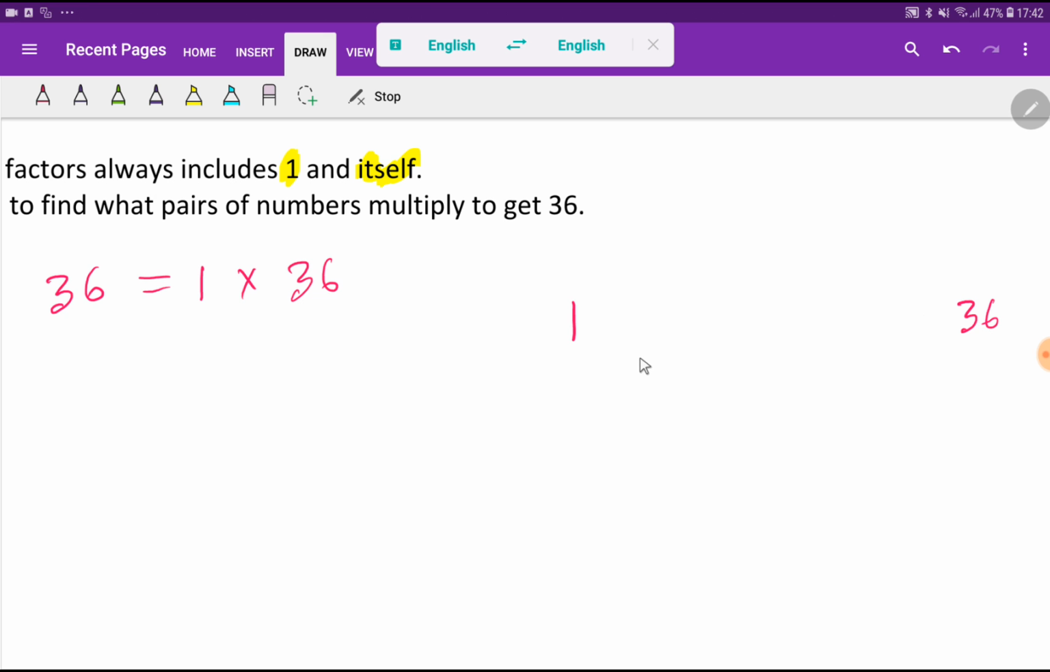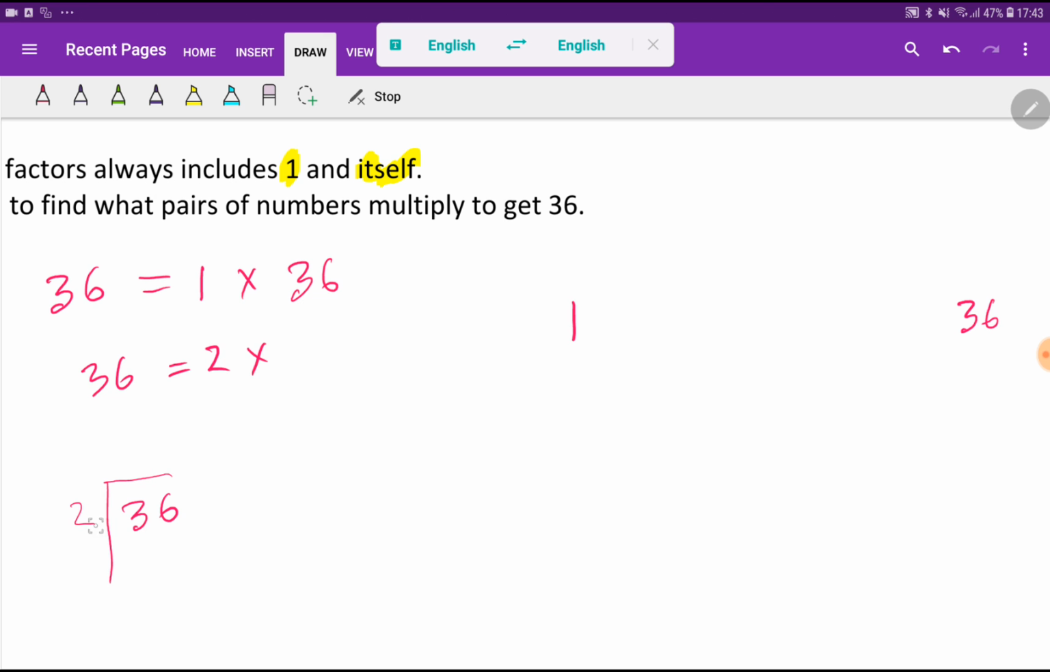Now you have to write the lowest factor on the left-hand side and the highest factor on the right-hand side. Now we have to find the other factors of 36. After 1, if I take 2, then what will come here? Now I have to check: is 36 divisible by 2 or not?